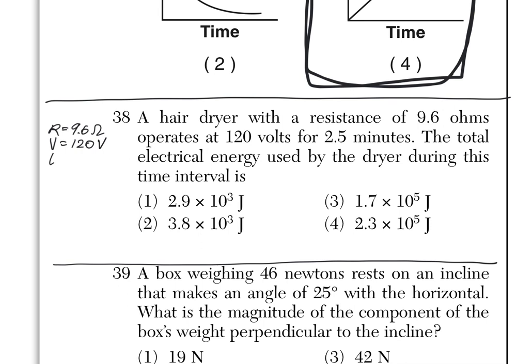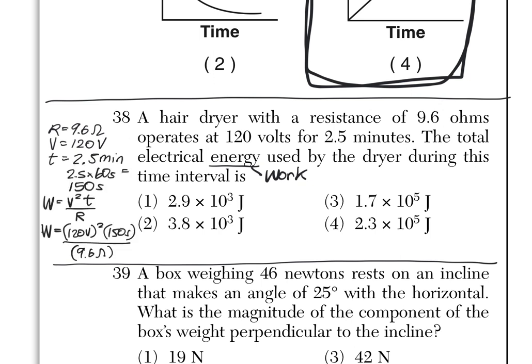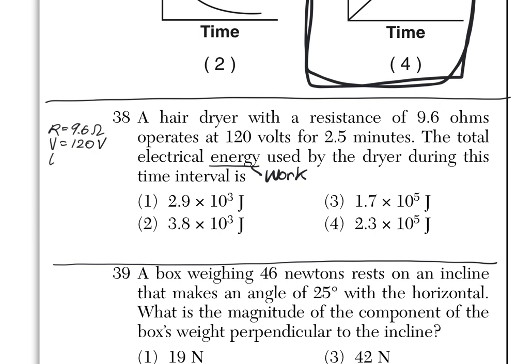So when I say energy, energy is work, so we're going to be solving for the work. And so we do have an equation that work or energy is voltage squared times time over resistance. That's on page 4 of the reference table. Don't forget to square that voltage.